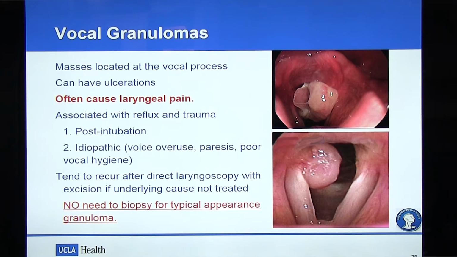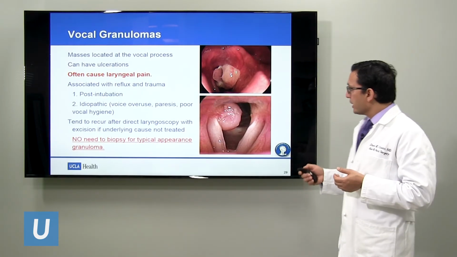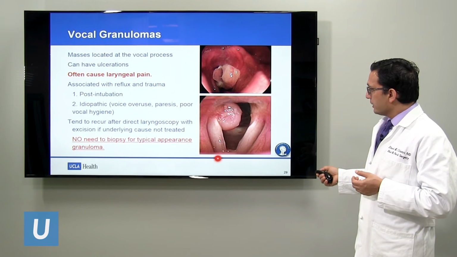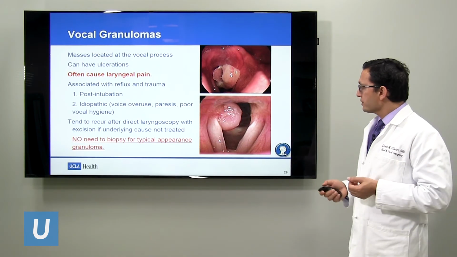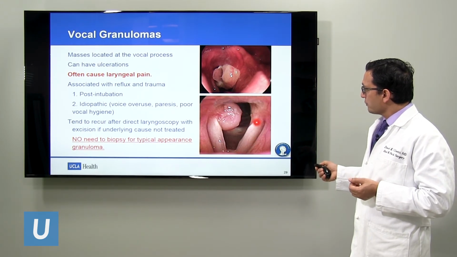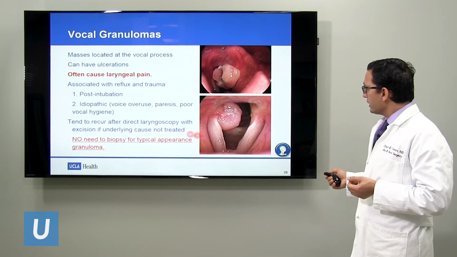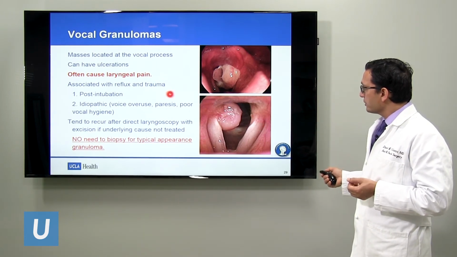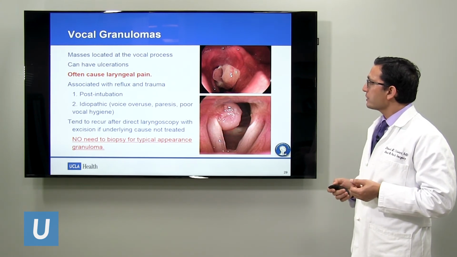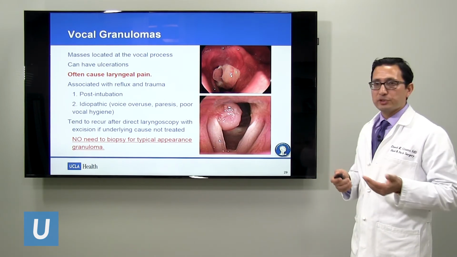So next I'm going to talk about vocal granulomas, and these are masses that are located at the vocal processes. Now, what are vocal processes? If you look at this picture over here, here is an endoscopic view of the larynx in the office showing vocal folds, a right and a left. And where the vocal fold attaches over here to a cartilage called the arytenoid cartilage, that area is called the vocal process. And in this particular patient, you can see there's a large mass that's grown at the level of the vocal process. On the top picture, you can see an even larger mass with potential ulcerations.